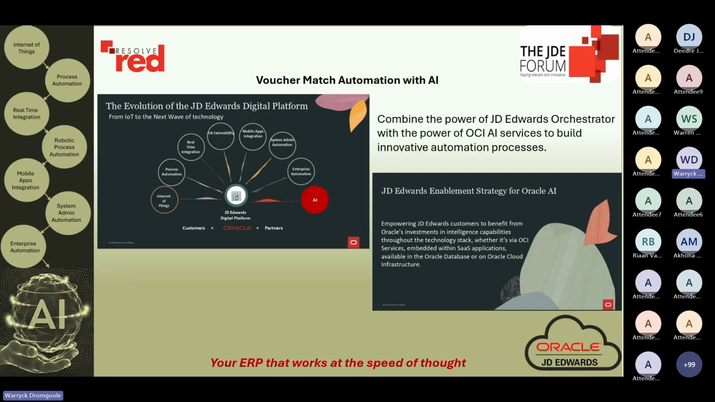And then if we look at the evolution of the digital platform, how JD Edwards has moved from the Internet of Things to now AI. So if you combine the power of your JDE orchestration with the power of the OCI AI services, you can use that to build innovative automation processes. And one of these innovations is using JDE Orchestrator, the JDE Voucher Match automation process, and Oracle AI to automate the process of supplier invoices in JDE.